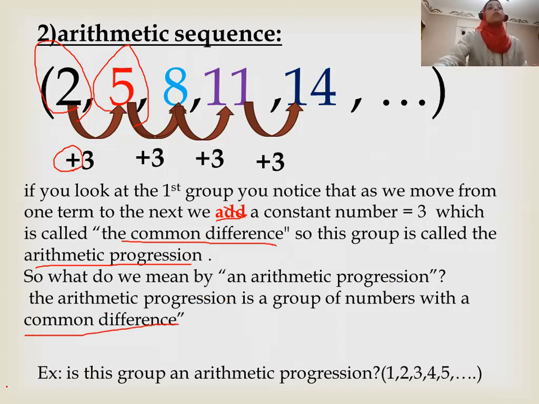Look at this example and tell me, is this an arithmetic progression or not? You look at the first term and notice that it increases by 1. We add 1 here, and then we add 1 here, and so on. So if you add a fixed number, it's an arithmetic progression.